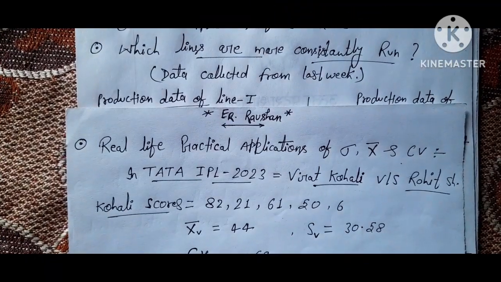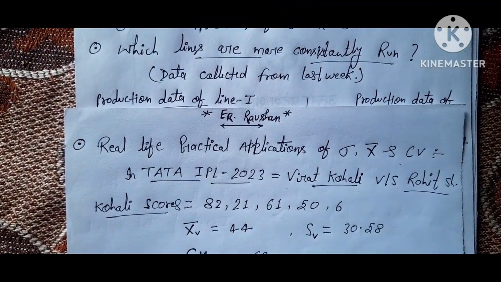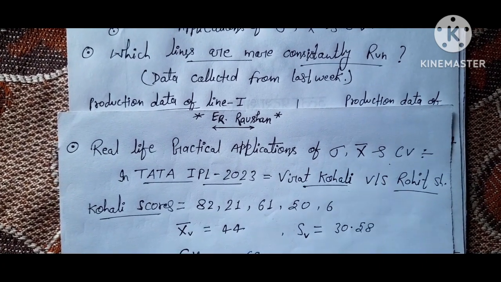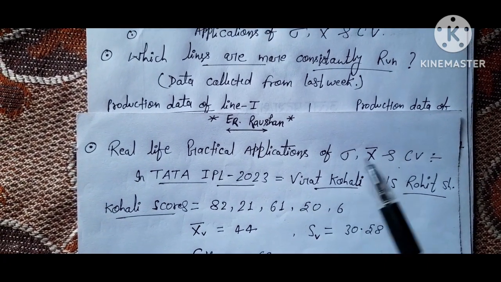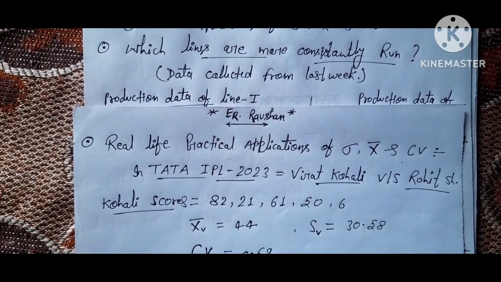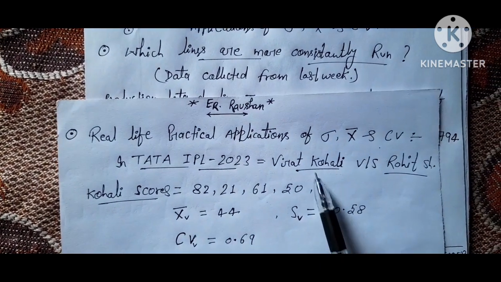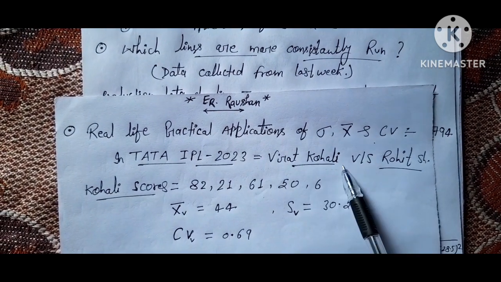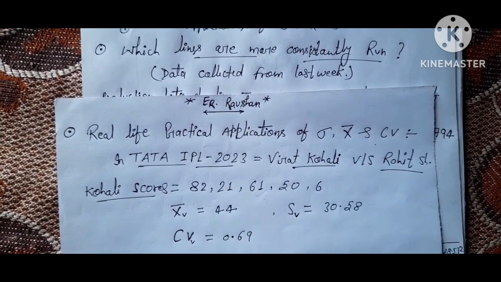Hi friends, in my second video we are talking about the practical application of coefficient of variance, standard deviation and mean. Taking an example of Tata IPL 2023, we take two cricket players, Virat Kohli and Rohit Sharma, and see who is more consistent in the last 5 matches.